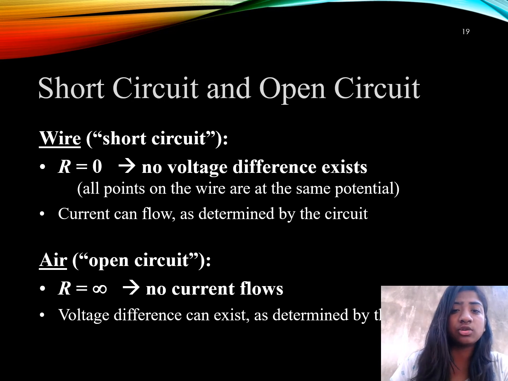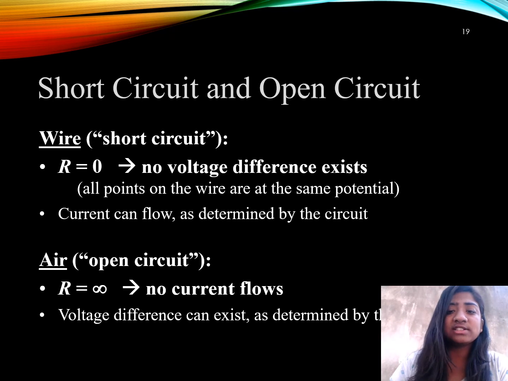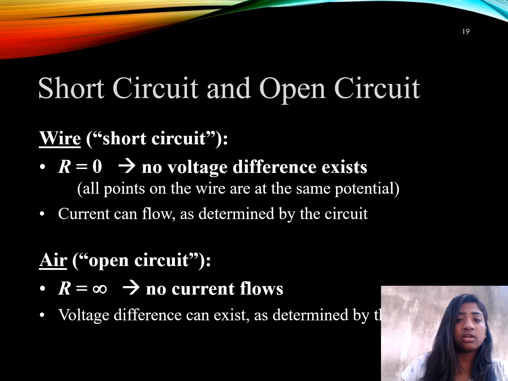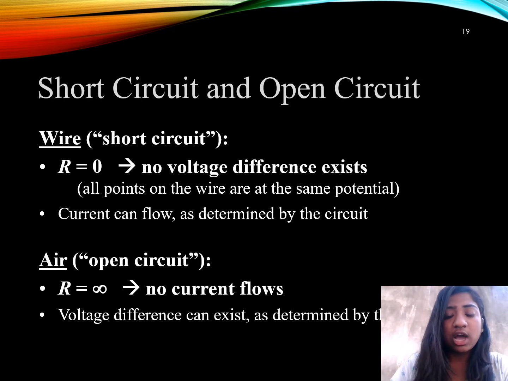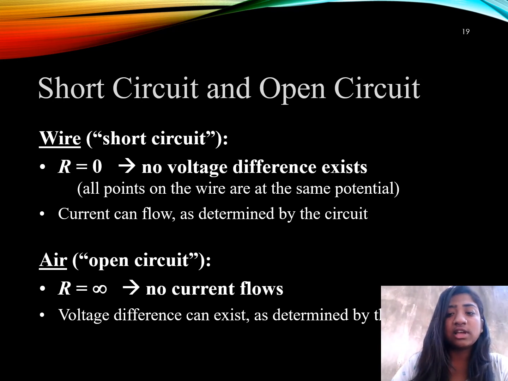Short circuit and open circuit. Short circuit, R equals 0. No voltage difference exists and current can flow as determined by the circuit. Open circuit, R is infinity, that is, no current flows. Voltage difference can exist as determined by the circuit.